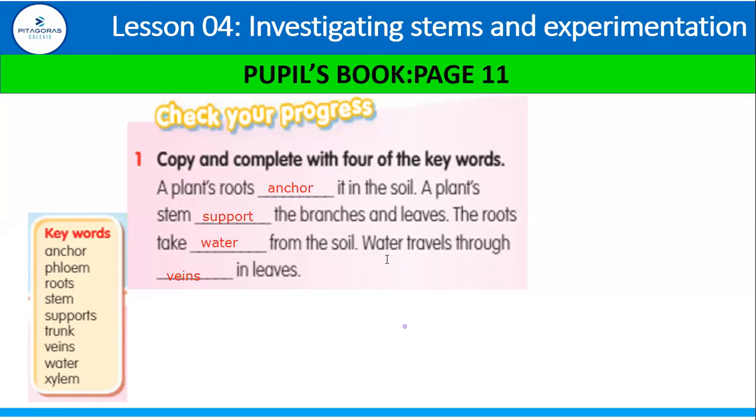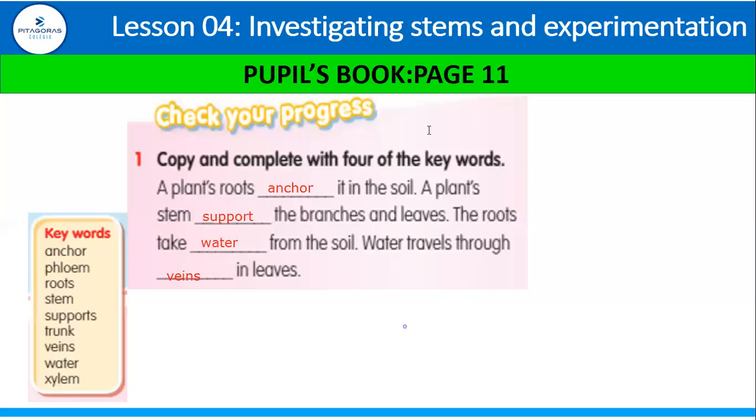In the case of humans, they have veins too. Los humanos también tienen venas. But water doesn't travel through these veins, pero el agua ahí no viajaría por nuestras venas. It's not water, sino la sangre. The blood travels through our veins.